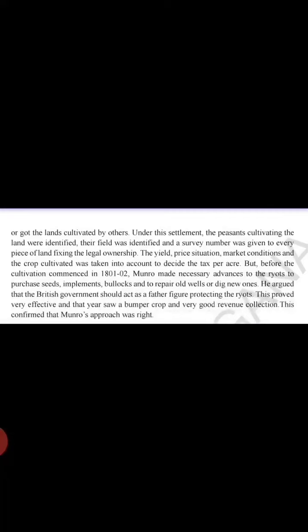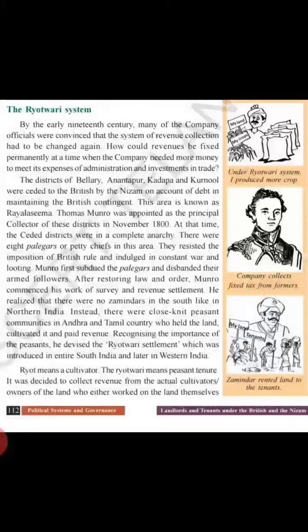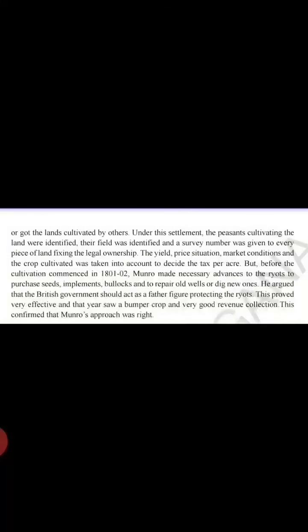So here, children, according to this Ryotwari system, Thomas Munro, the principal collector of revenue, decided that instead of collecting the tax from the farmers who were tenants, some of whom worked on the land, the actual cultivators or the owners of the land would have to pay the tax to the British government.